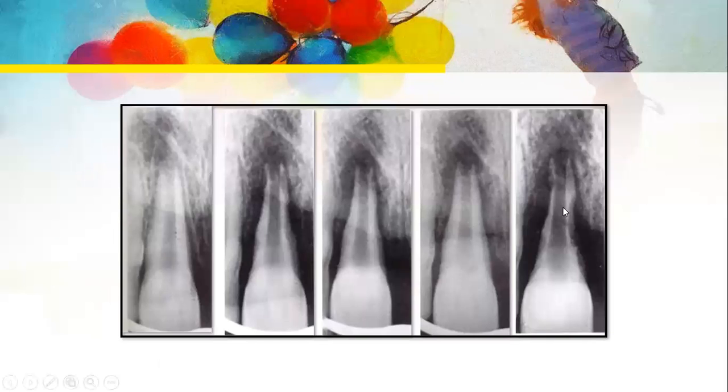So this is the radiographic presentation. After replantation of the tooth, you can see gradually after 2, 3, 4 weeks, the complete resorption will happen. Especially if the dentin is thin, it will get faster. The resorption rate will be faster.